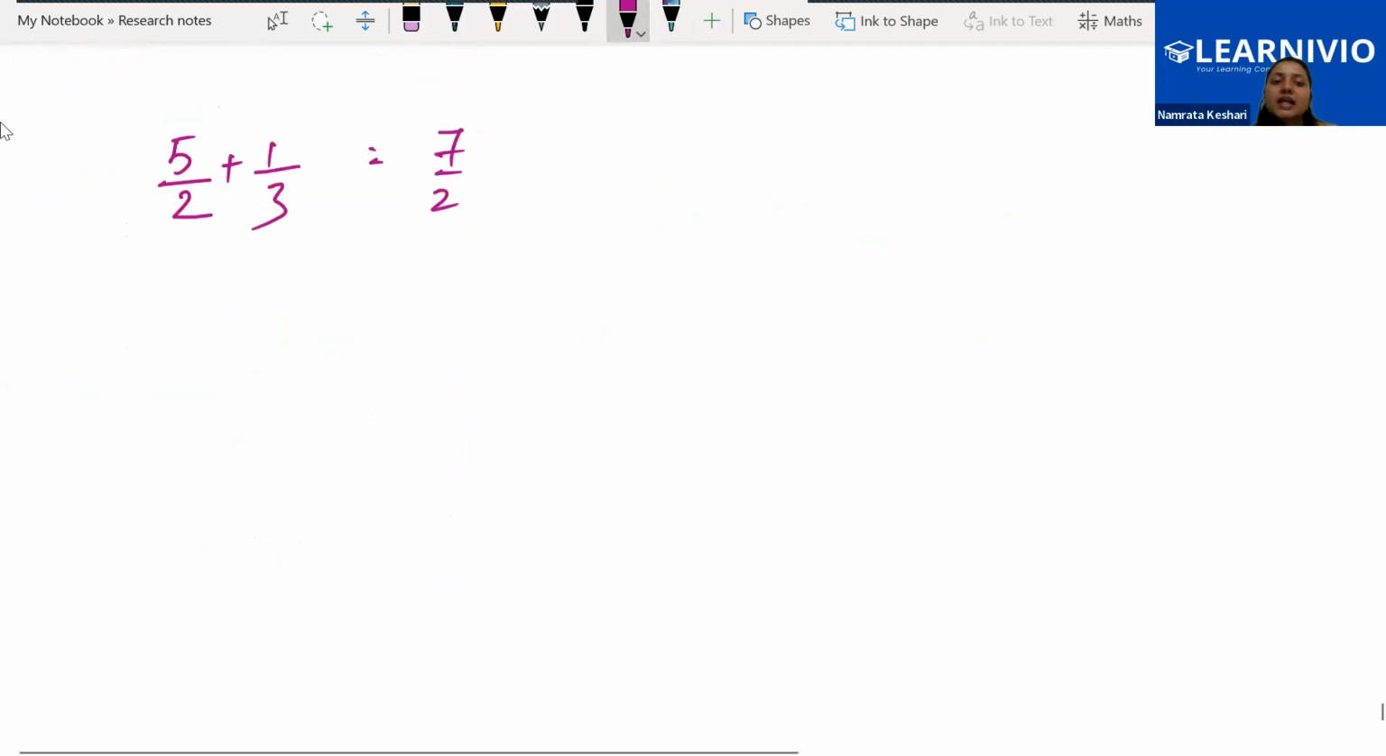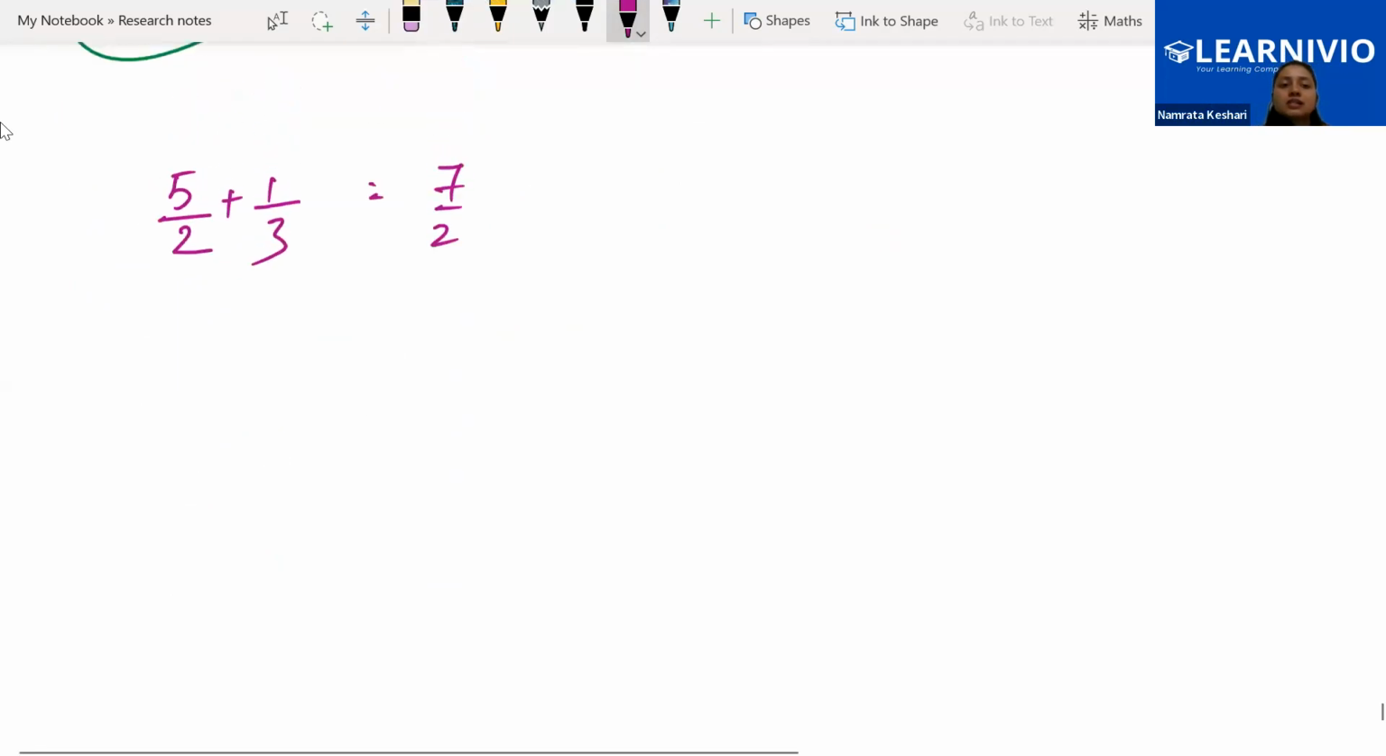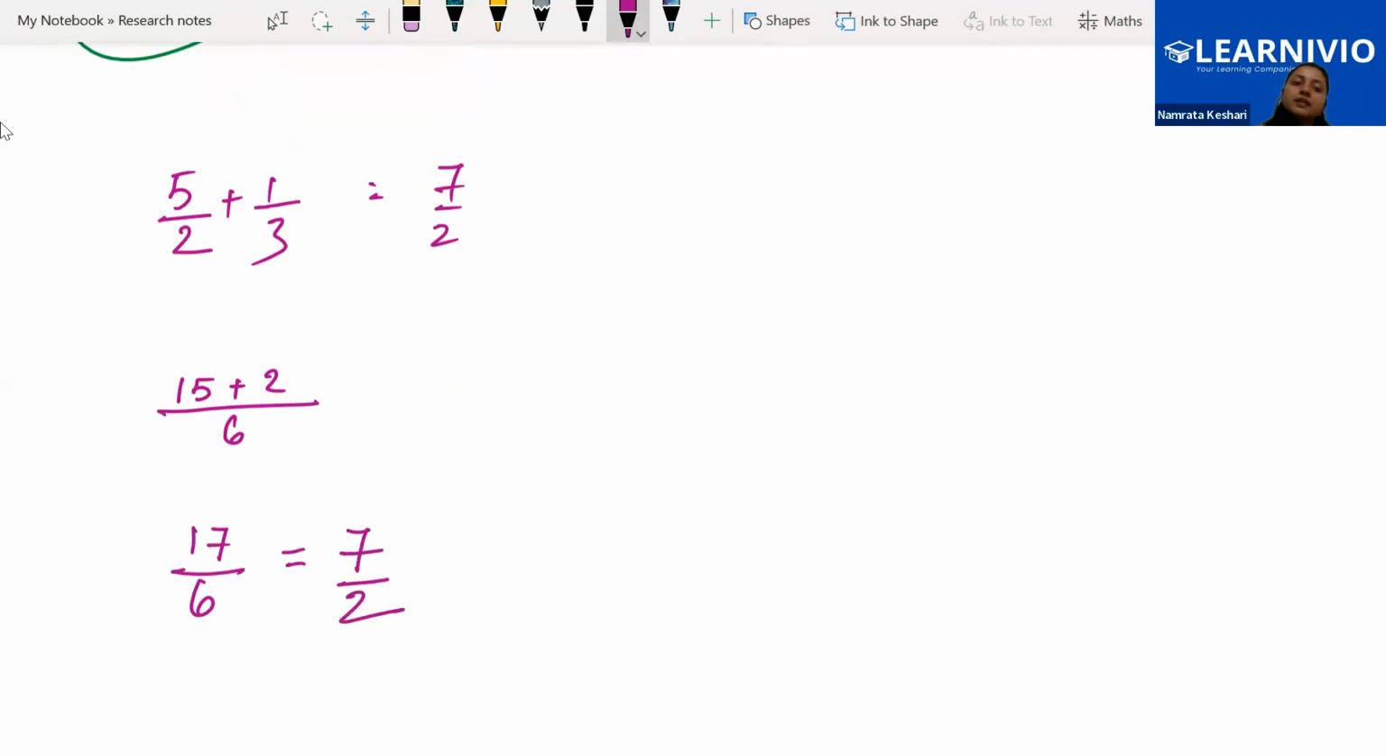So what will be the LCM over here? Can you tell me? The LCM of 3 and 2, the denominator, will be 6. And what will be there in the numerator? 15 plus 2, that is 17 by 6. Yes or no? Yes, ma'am. Is it exactly the same as the other side? No, ma'am. It is not the same.